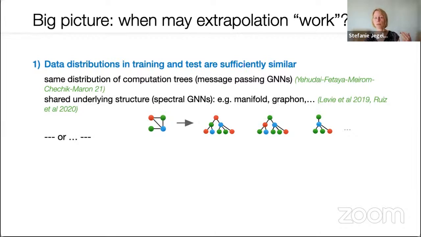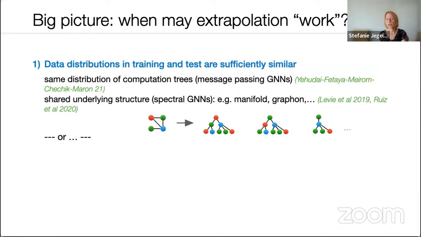So at least up to the node embeddings, it may actually do a very good job and be able to learn it well. And a similar thing can be shown for spectral graph neural networks that work with a graph Laplacian. If the graphs are coming from the same topological space, or from the same graphon, then under some conditions on the filters, you can show that you actually get size generalization.